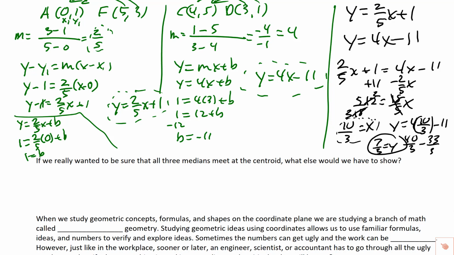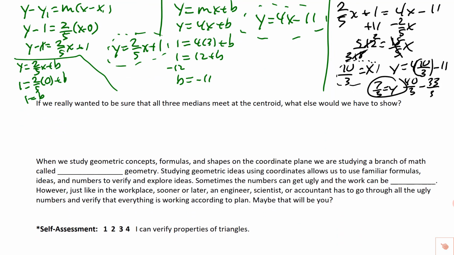Okay? So, last thing. Okay, I told you we'd give a name to this. This is called coordinate geometry. So when we use XY coordinates to work with familiar shapes and stuff like that, put them on an XY plane, that's a branch of math called coordinate geometry. Okay, let's just use familiar formulas and numbers to verify things. And sometimes the numbers can get really ugly. And would you write this word right here? Tedious. It can get really tedious.